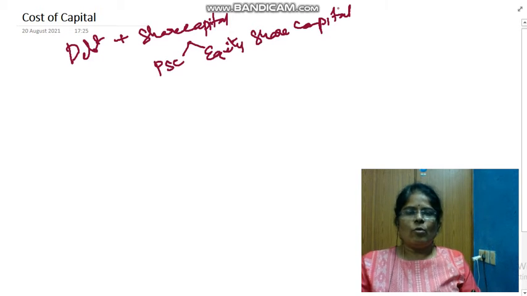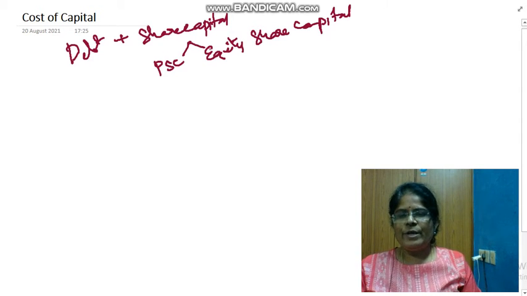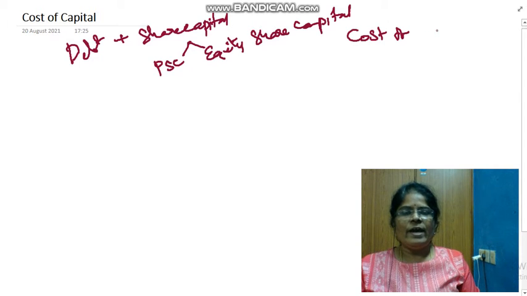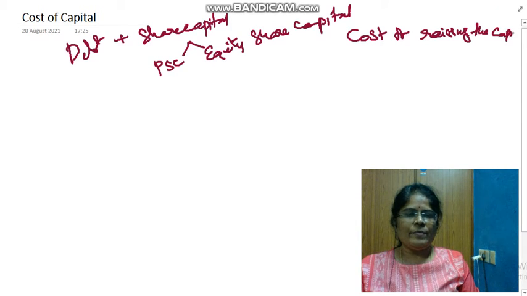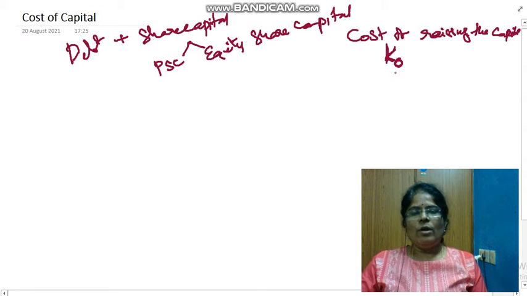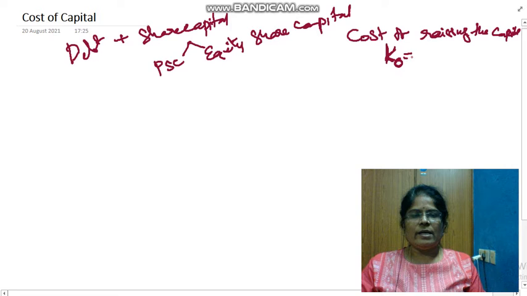Now, we are going to study in this video what is the cost of raising these capital. What is the cost of raising the capital? That is the cost of capital, right? It is denoted by K naught. Now let us see how this K naught will be calculated.